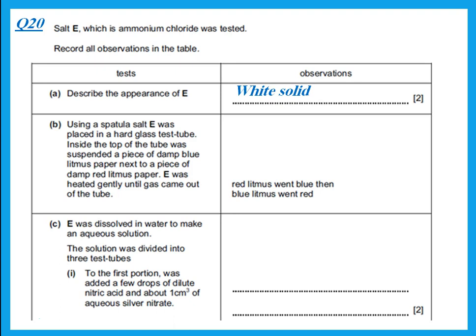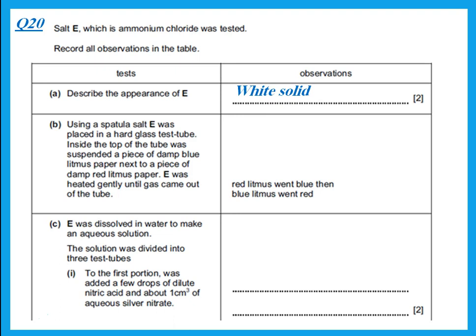Do you remember when we talked about ammonium chloride and we said that ammonium chloride was made from the reaction of two gases together, that is ammonia and hydrochloric acid, or ammonia and hydrogen chloride. So if I form ammonium chloride and then I heat it, I get these gases back. So what happened was the red litmus turned blue and the blue litmus turned red. And this tells me that the ammonium chloride broke up to form ammonia and hydrochloric acid. Then E was dissolved in water to make an aqueous solution.